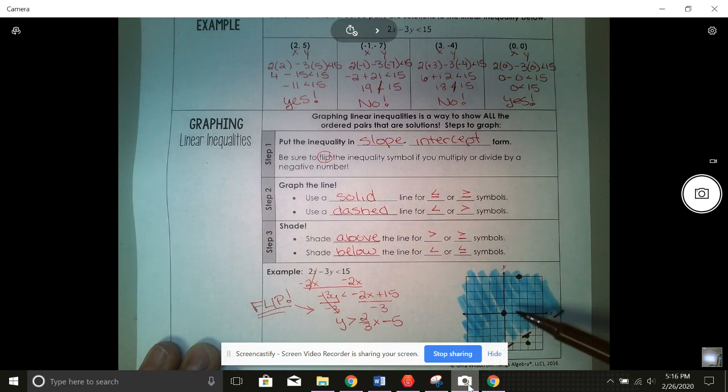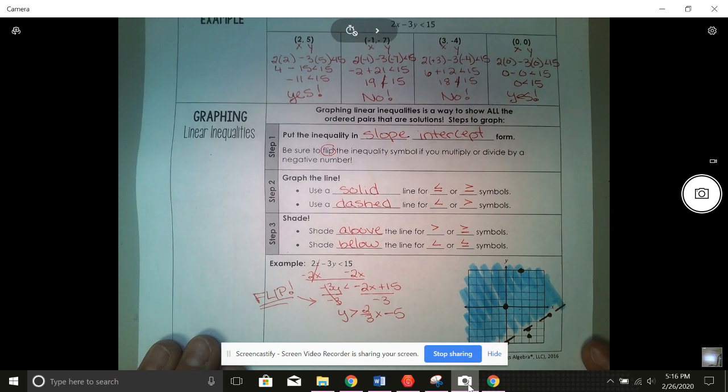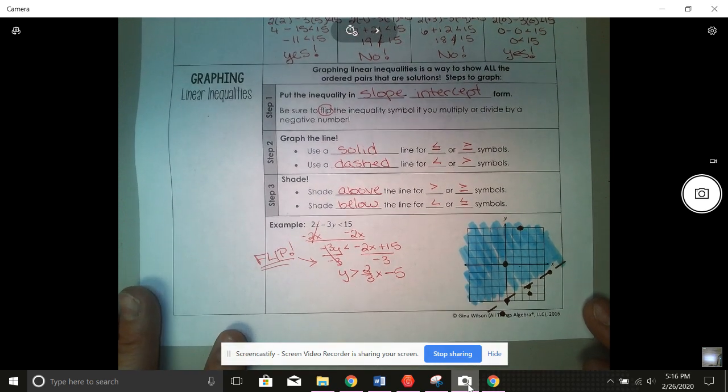So the points that live in the shaded zone are the solution points. They're part of the solution set. And the points outside of the shaded zone are not part of the solution set.